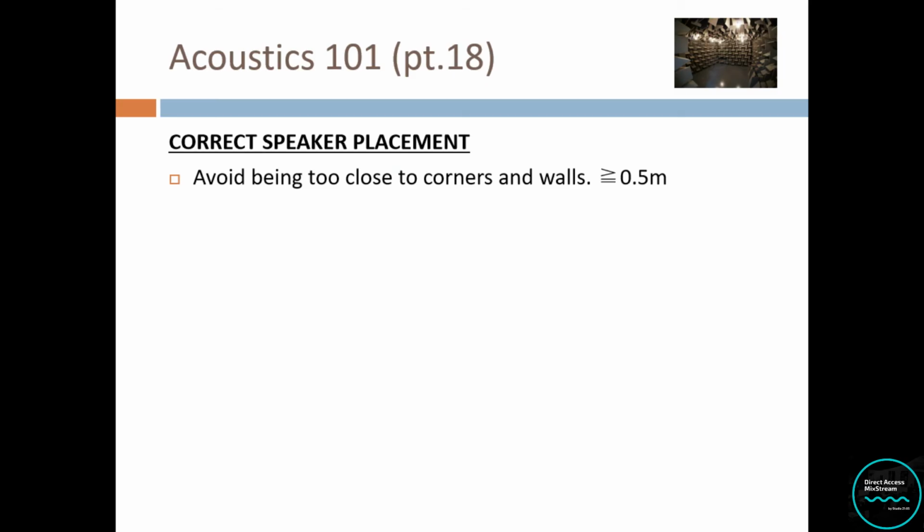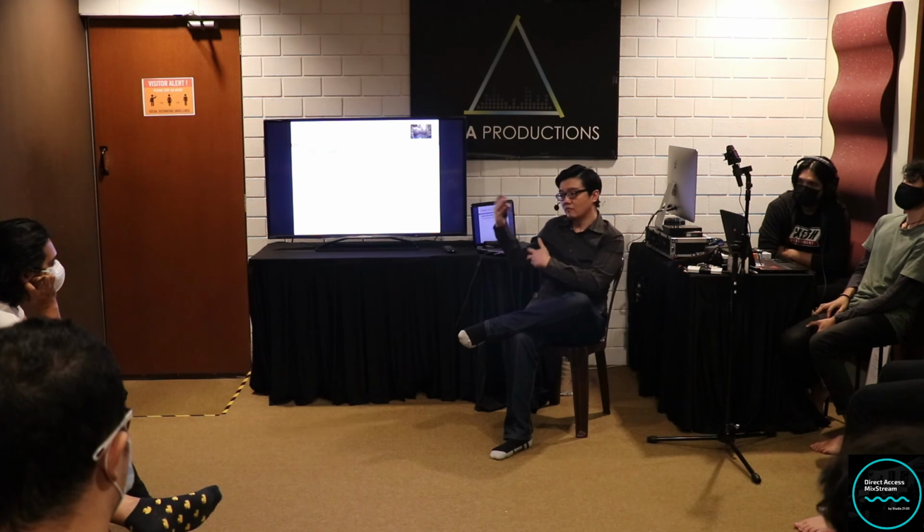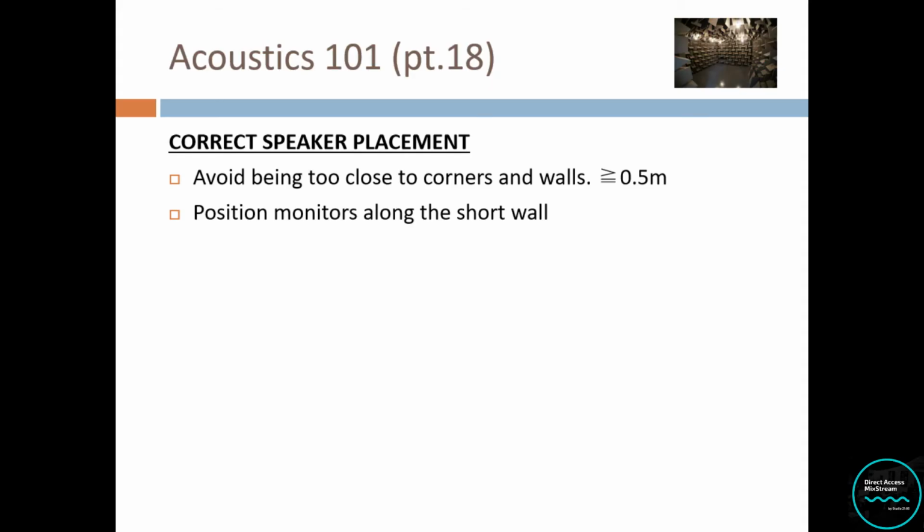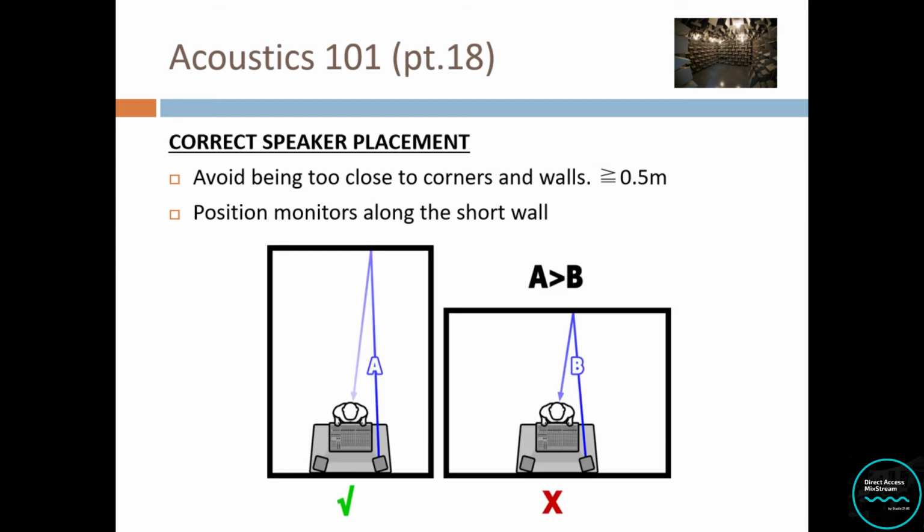You should always avoid being too close to the corners and the walls. And too close here means 0.5 meters, so 50 cm at least, that's recommended. The further away, it's even better. But of course, see what's the size of the room, what's practical. Now, you want to position your monitors, generally speaking, along the short wall. And this is what I mean. Generally, this is better. You position it this way along the short wall and not the other way around.